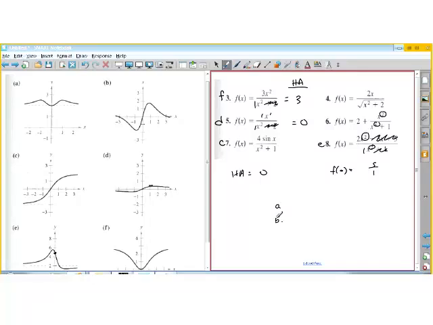So what do we have left? We have A and B. So this one has to be either A or B. This one has a horizontal asymptote of 2 and a value of the function of 2 at 0. So that one is easy. That one's A. Oh, that's not right. How did I get C? That's not correct. I said that was B. So this must be C.